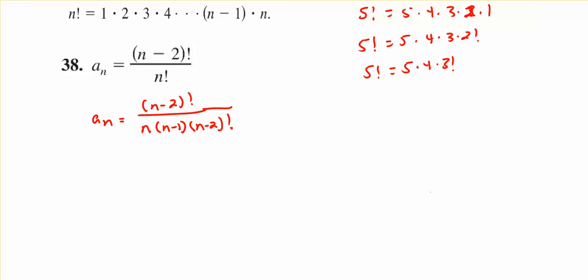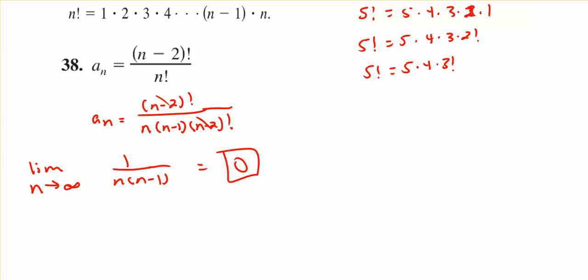So now we're finding the limit as n approaches infinity, simplifying that, of 1 over n times n minus 1. And if you look at the terms in your denominator, they will continue to get larger and larger with our numerator staying at 1. So that tells me that this converges to 0.